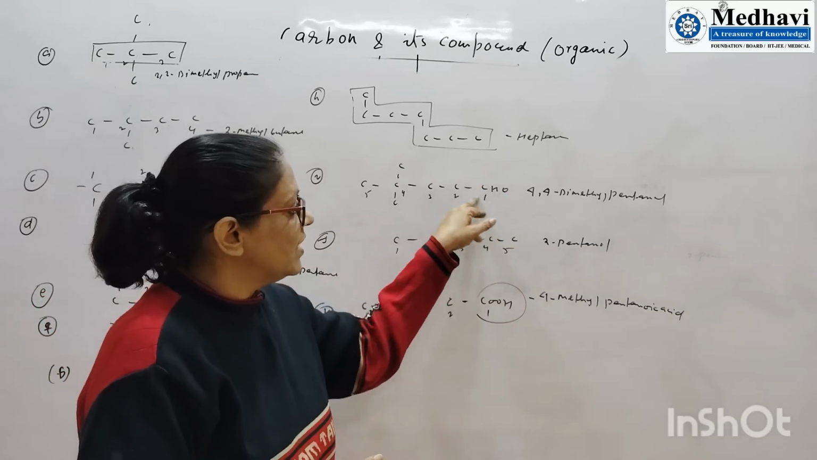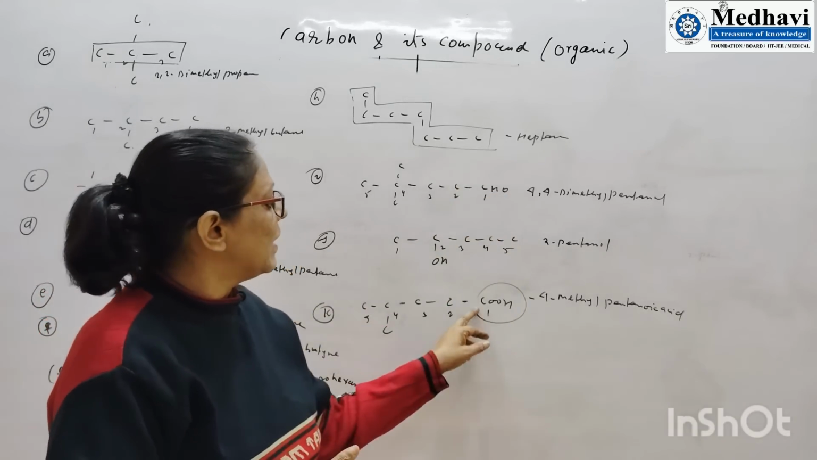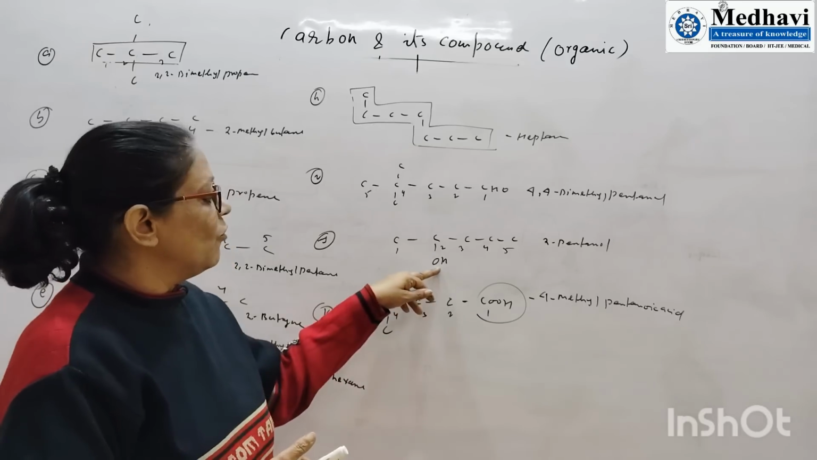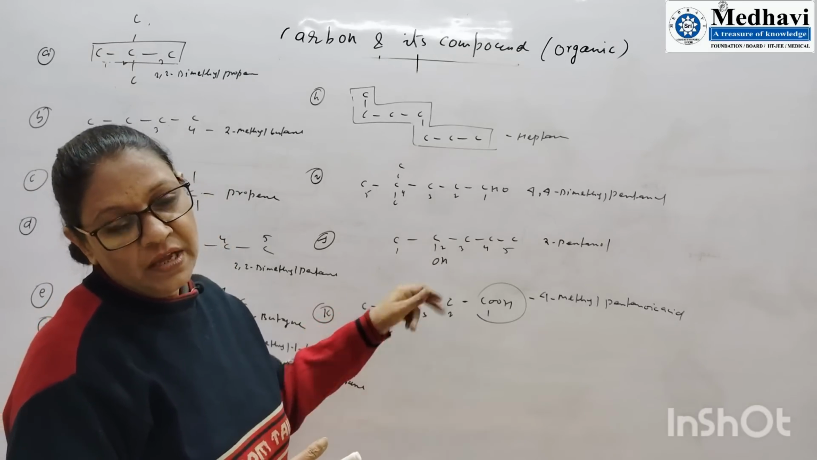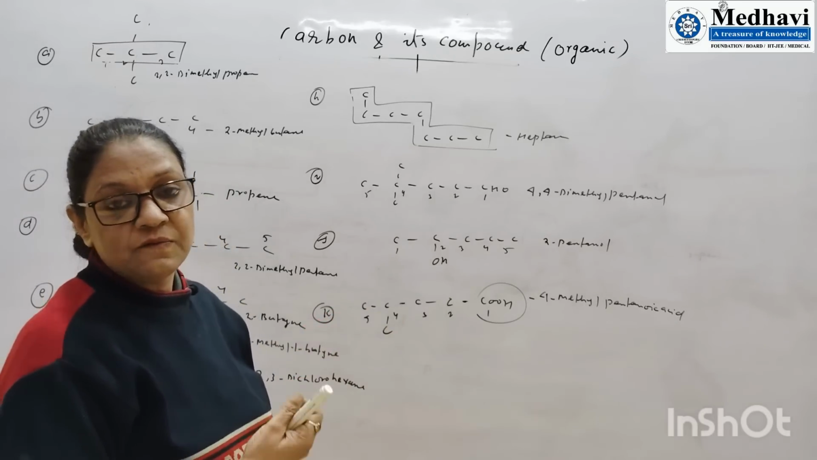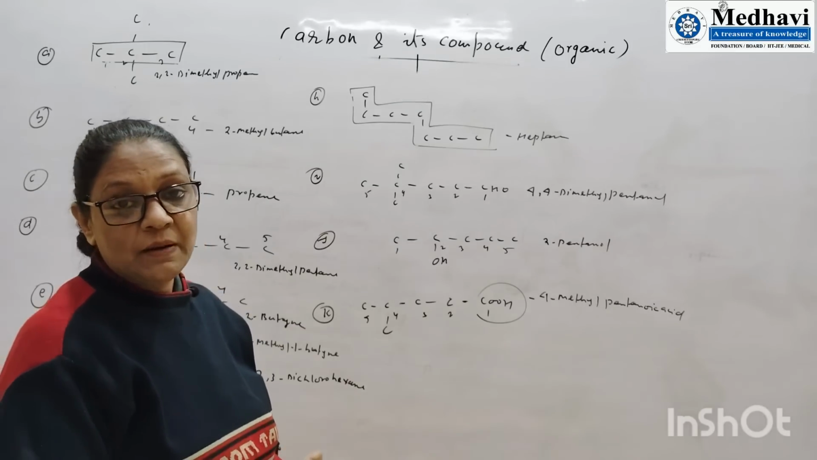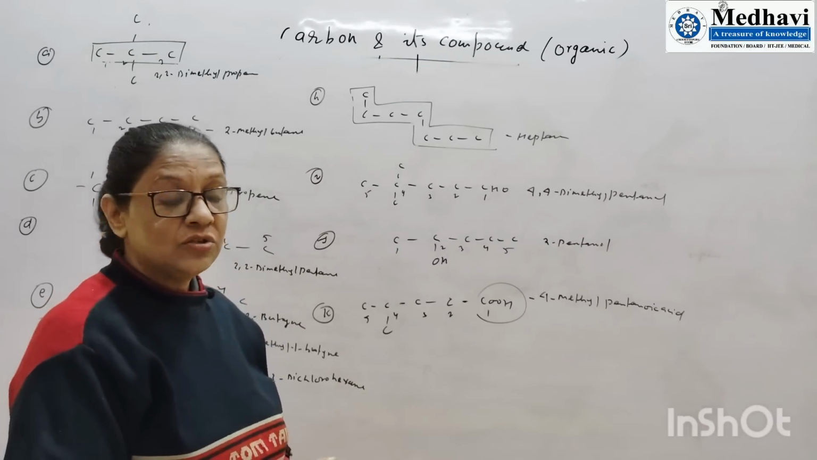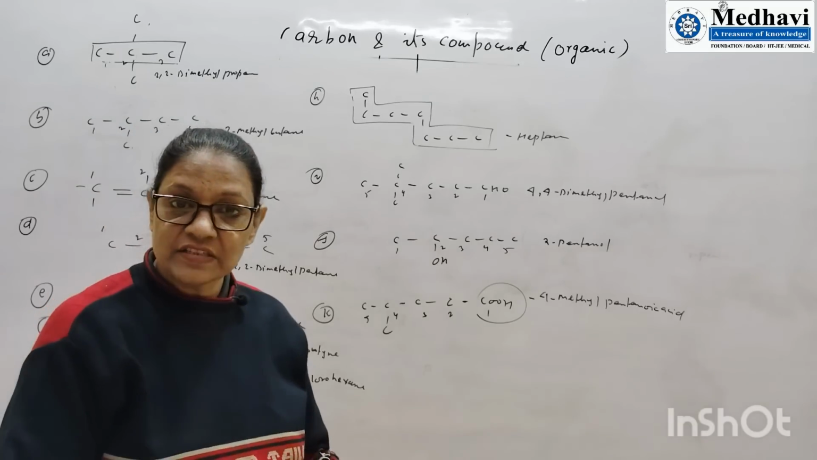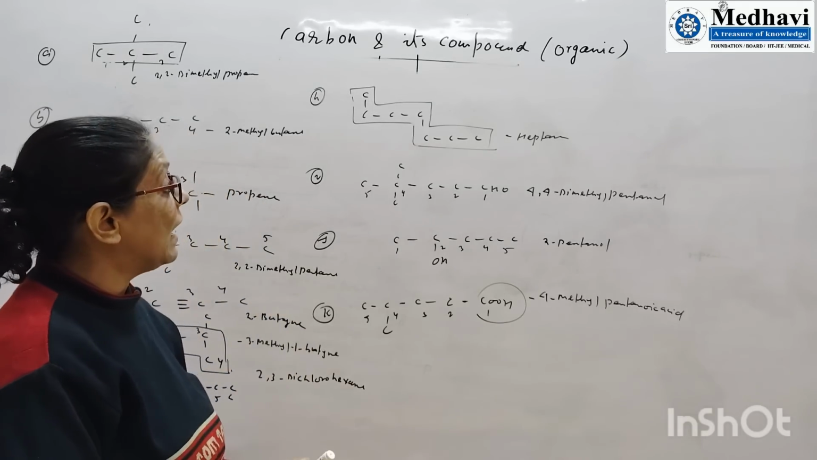So if CHO is there, you can say this is aldehyde group. If COOH, this is carboxyl group. If OH is there, this is alcoholic group. If CO is there, there is ketonic group. If Cl is there, there is a halo group. Double bond ene, triple bond ine. So you have to either identify the functional group or you have to write alkyl group also.